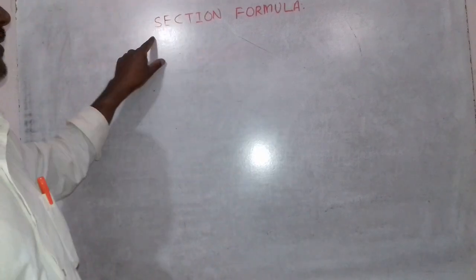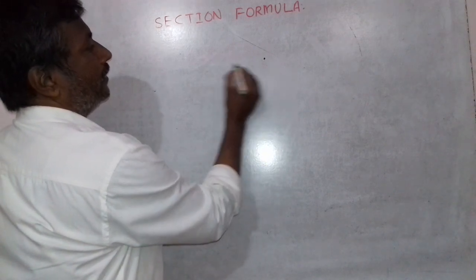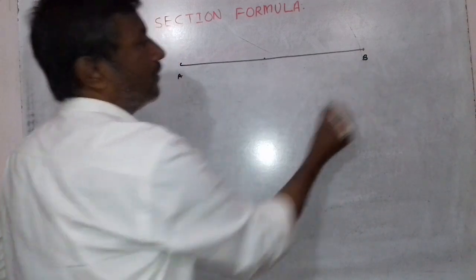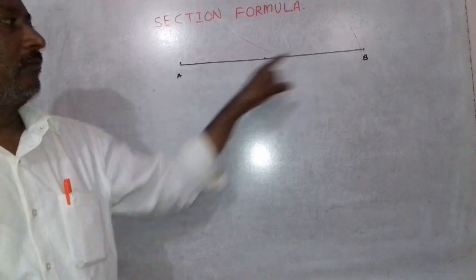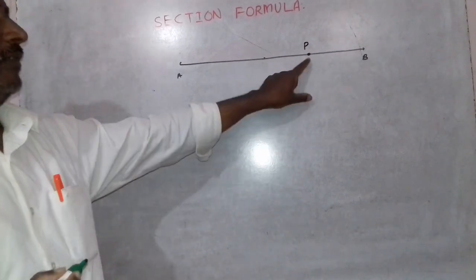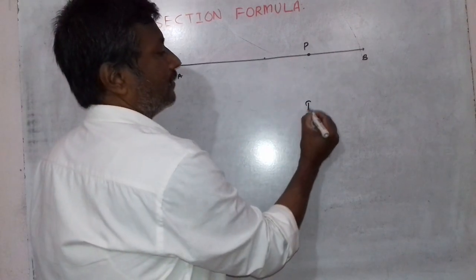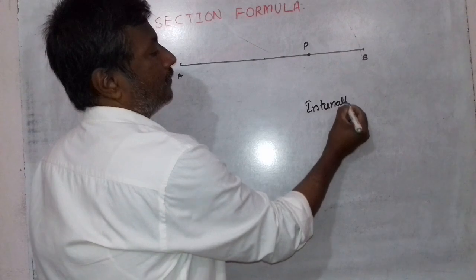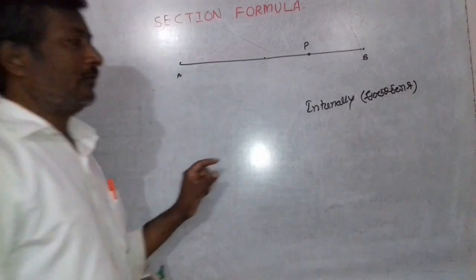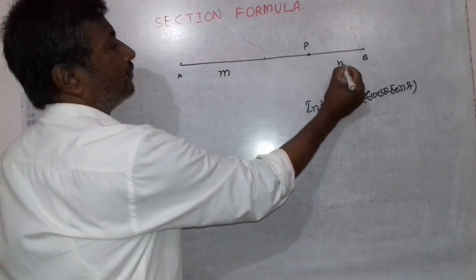We are going to discuss the section formula. So if a point divides the line, any point which divides the line AB, let P divide the line AB internally in the ratio m is to n.